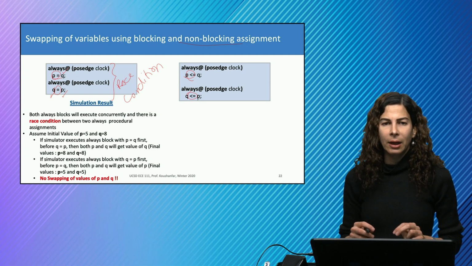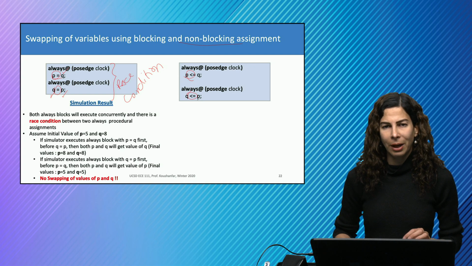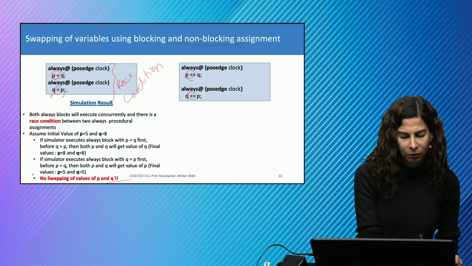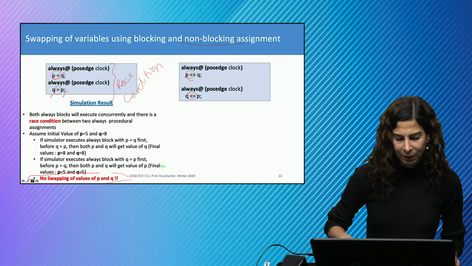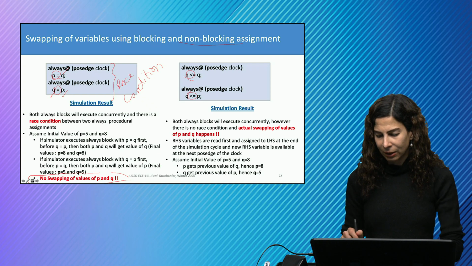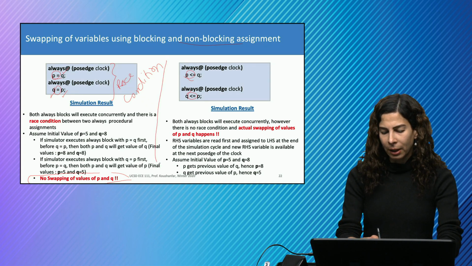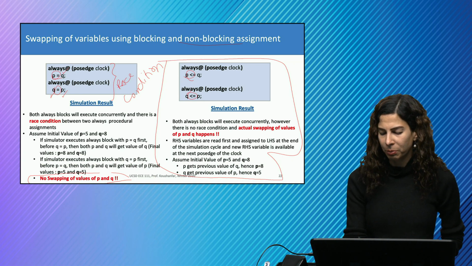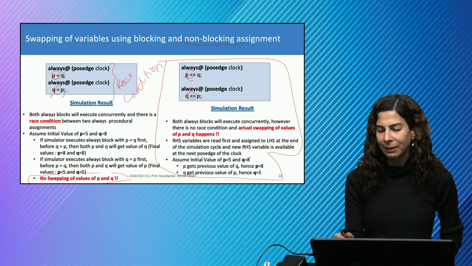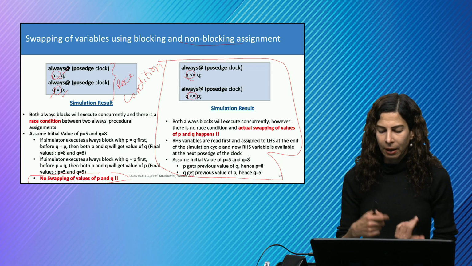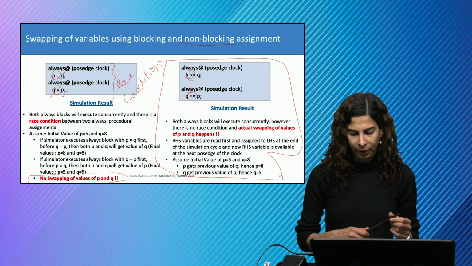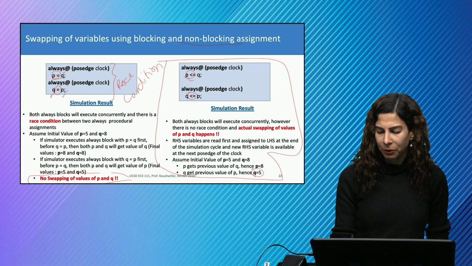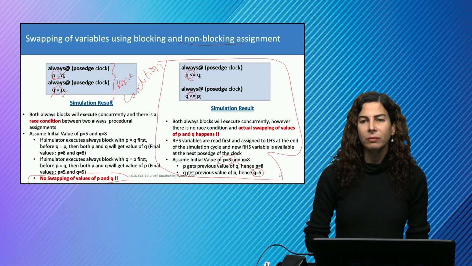Basically nothing will happen. So the first example here is a race condition. It will not help me swap the values of P and Q, whereas the second code here is valid code. It can actually swap the values. So if the values of P and Q were 5 and 8, at the end of this procedure, P would be getting the value of Q, which is 8, and then Q will be getting the value of P, which was 5.